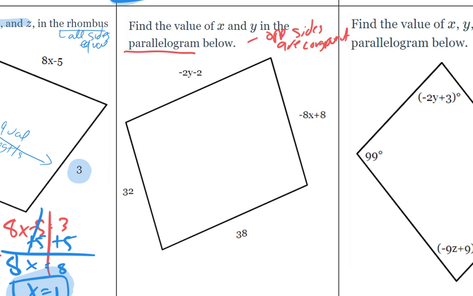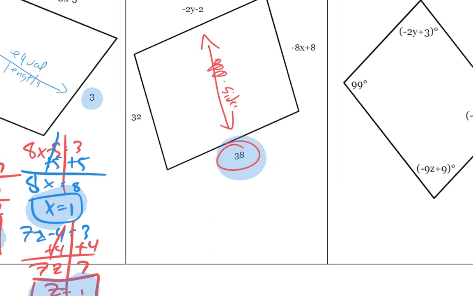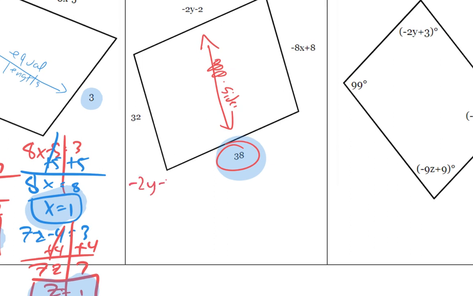Right? So let's look at what we know. We know 38. That's what we have to start with. We know that these have to be equal because those are opposite sides. So let's start with that. We're going to say negative 2y minus 2 equals 38. Okay, now we can just do the simple math on that.